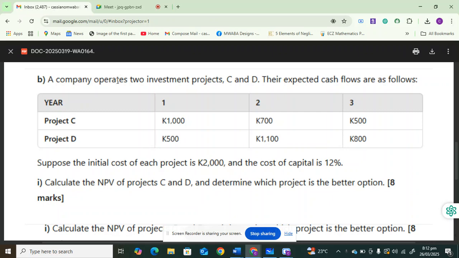A company operates two investment projects, C and D. The expected cash flows are as follows. So basically, we're deciding which project we want to invest in.